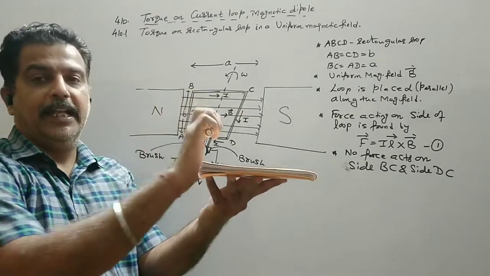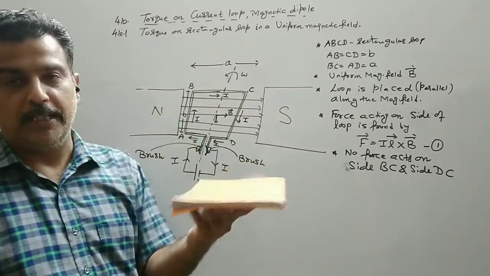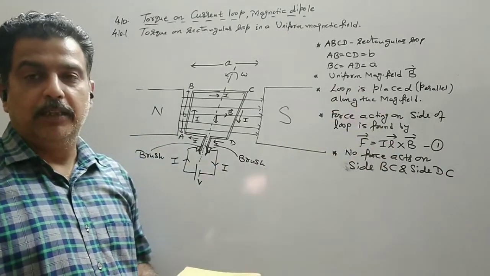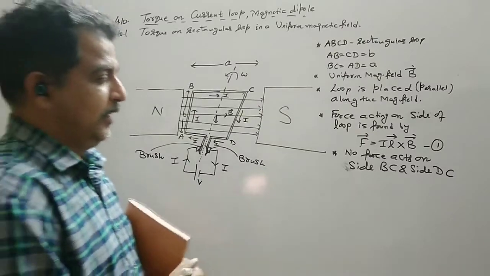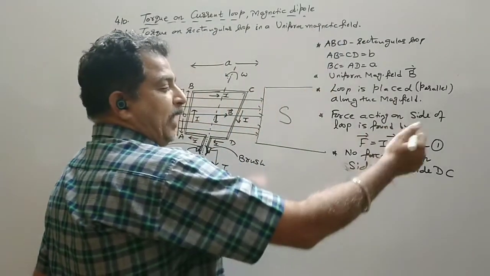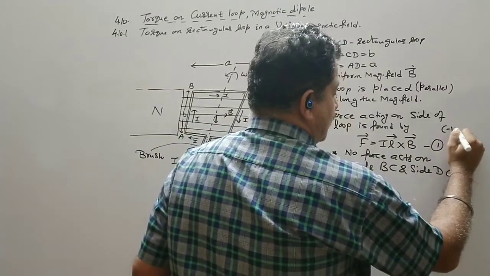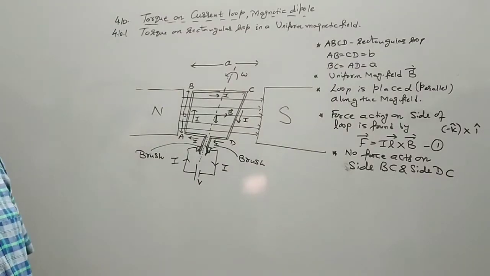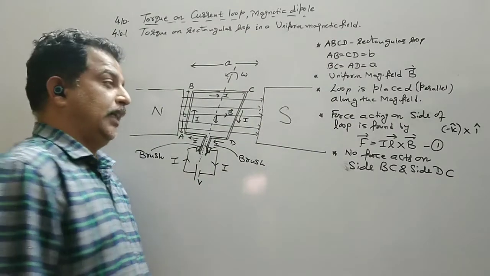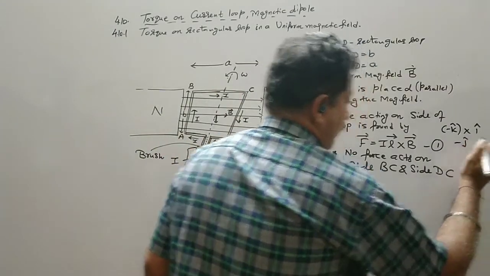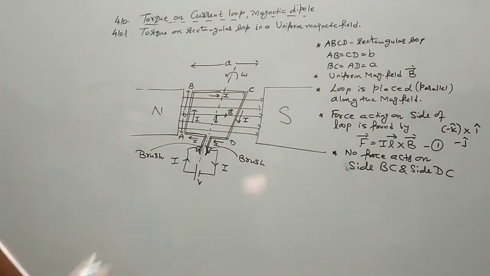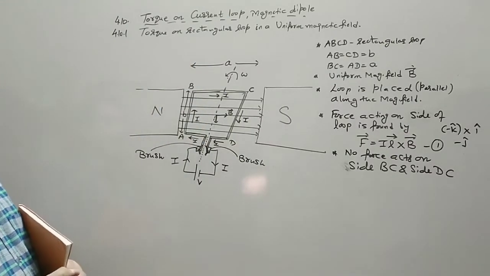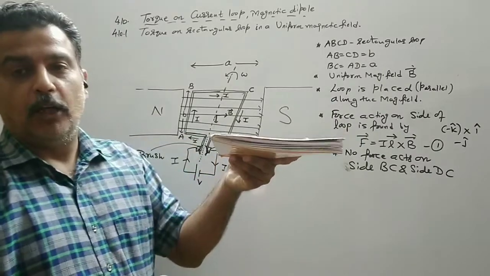So L is inward. Let us take this direction as minus k. I can also apply the cross product directly, but it will be easier if I use the i, j, k terms. So L is minus k. B we have taken along the x-axis, so it is k cross i. K cross i is j. We have a minus sign, so it will be minus j. So the force acting on this side AB is in the downward direction.